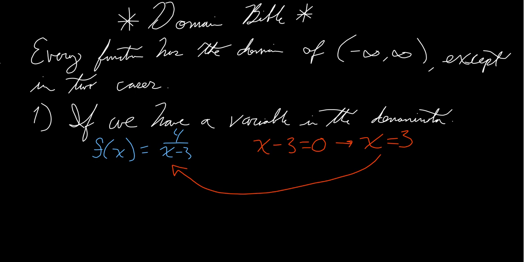Now don't confuse this with saying I cannot have a 0 in the denominator, and therefore x cannot be 0. Because if x was 0, then 0 minus 3 is negative 3, and then we'd have 4 divided by negative 3, and that's perfectly okay. So we look for what we cannot use. So we set up the equation, equate the denominator to what I'm not allowed to use, which is 0, and solve for it.